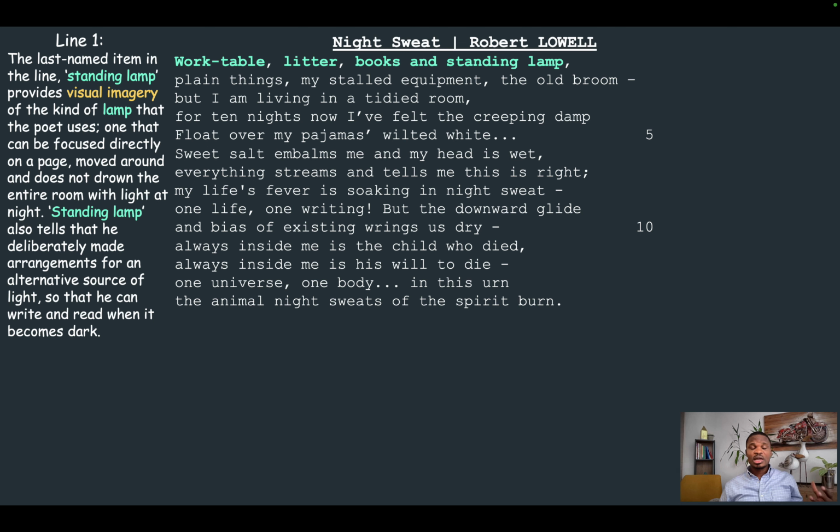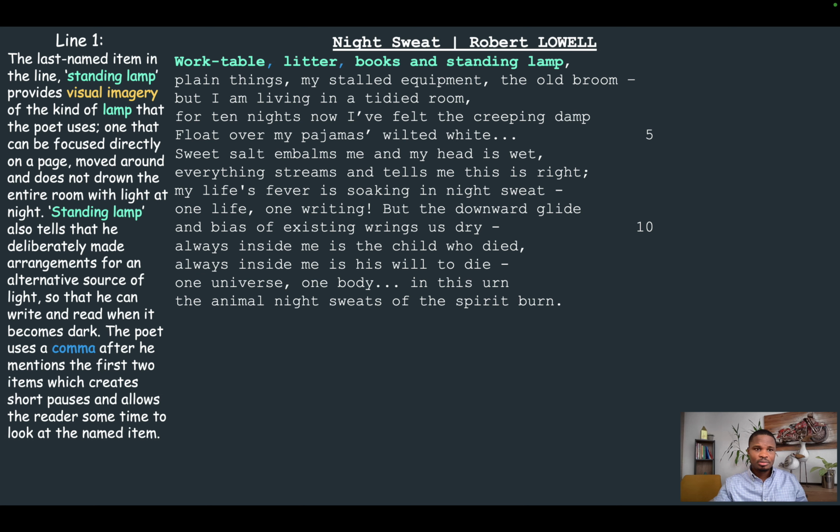Standing lamp also tells that he deliberately made arrangements for an alternative source of light, not just maybe the overhead lamps or lights or things like that, but a lamp that can be moved about, so he can read and also write when it becomes dark. So that's the ordinary portions that I'm talking about, and especially you see that in the first two lines.